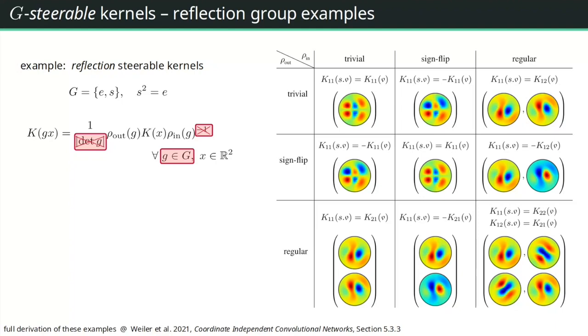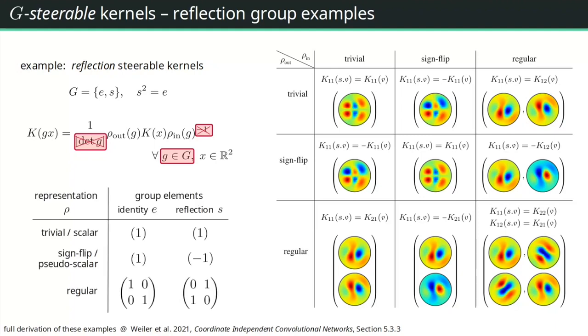We have here also that this constraint has to hold for all group elements in G, but we have only two group elements and one of them is trivial, so it doesn't do anything, which means we have to look at this constraint actually only for this reflection. So what it says then is that the reflected kernel K of Gx has to be the original kernel left and right multiplied by rho in of G, or rho in of reflection and rho out of reflection.